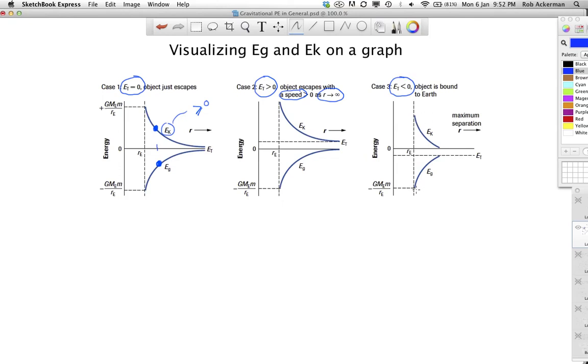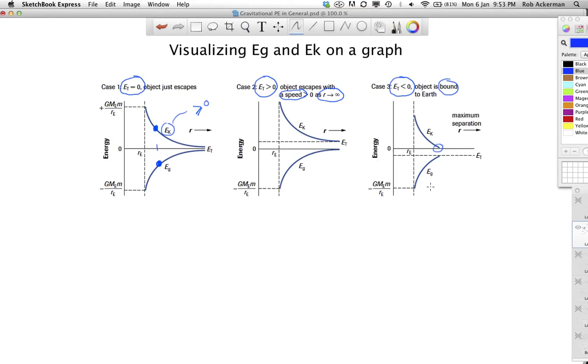Here, your Eg increases, but because you weren't launched with enough speed, your Ek hits 0 before you escape, which means you are bound to Earth. A total energy that is negative, less than 0, is associated with an object being stuck to Earth. Guess what, folks? You and I and everything around you that is sitting on Earth and is going to be sitting on Earth for the foreseeable future has a total energy less than 0.